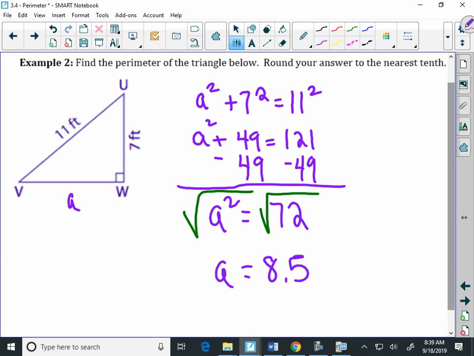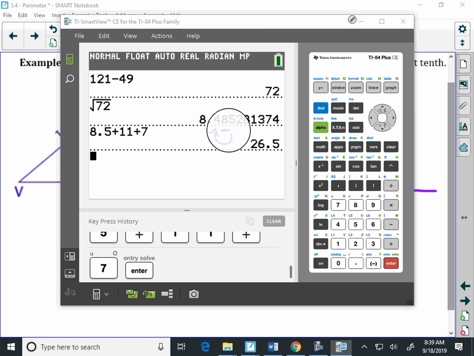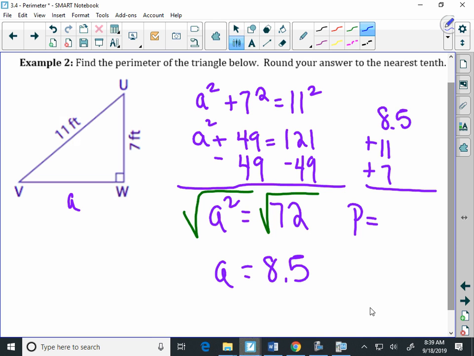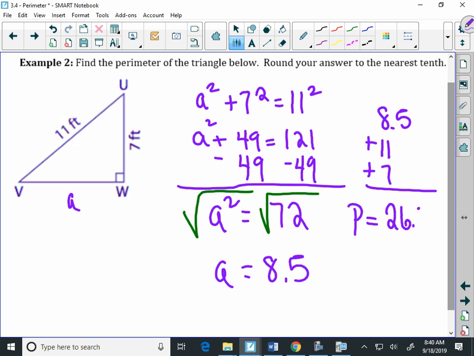Don't forget, the idea is not to figure out how long VW is. The idea here is to figure out, well, what is the perimeter of the triangle, the distance around. So we can take the 8.5 plus the 11 plus the 7, and our perimeter, I'm going to put that as P there, 8.5 plus 11 plus 7 gives us our perimeter here of 26.5, and our units are feet.